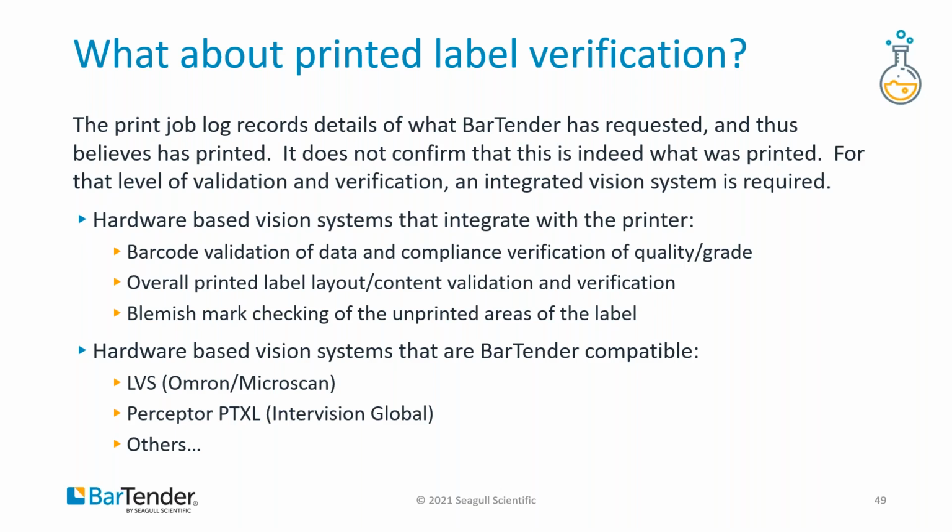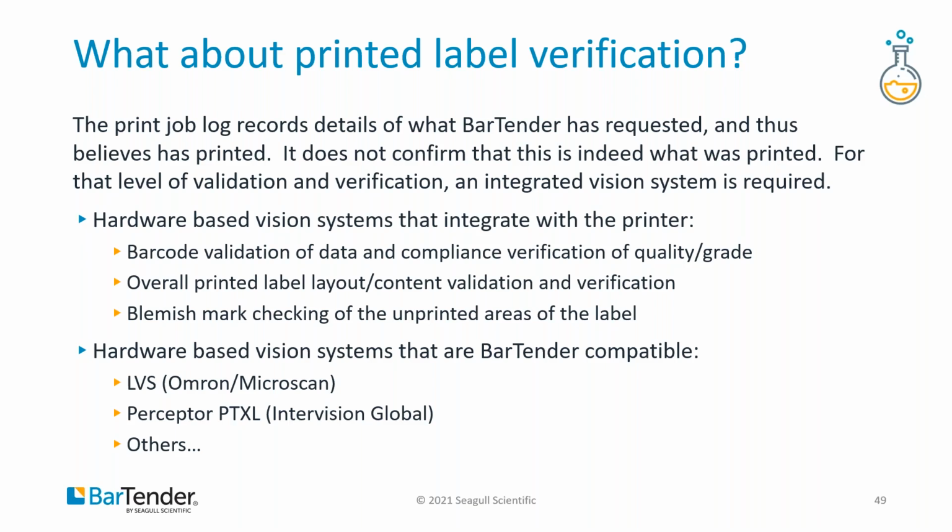That sort of system is required. So a hardware-based vision system that integrates with the printer, so typically connecting to an AUX or GPIO port of the printer. This would normally sit in front of the printer, scanning the labels as labels are printed and come out of the printer. And it can perform various tasks, such as barcode validation of data and a compliance verification of the quality and grade of that barcode.